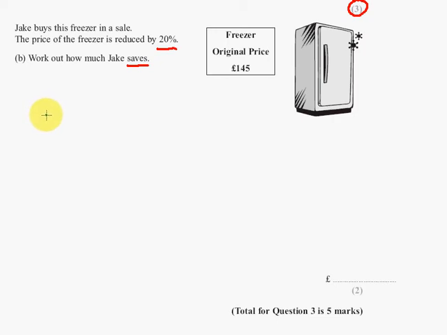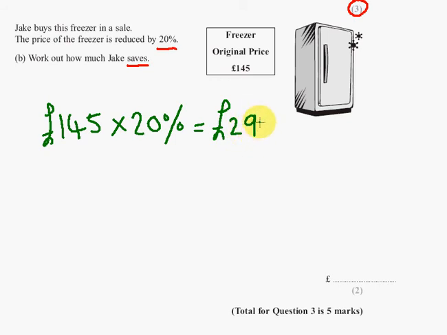So the original price is £145. Now, original price is before deduction, before the money comes off it, before the discount. Okay, so the price of the freezer is reduced by 20%. So he's going to save 20%. So you're going to have to find 20% of £145. Okay. So 10% is £14.50. So 20% is exactly £29. So I can write that on the answer line, £29, and it's worth 2 marks.